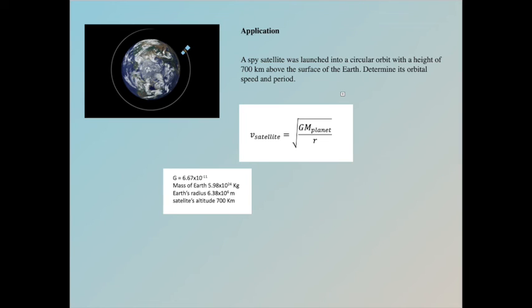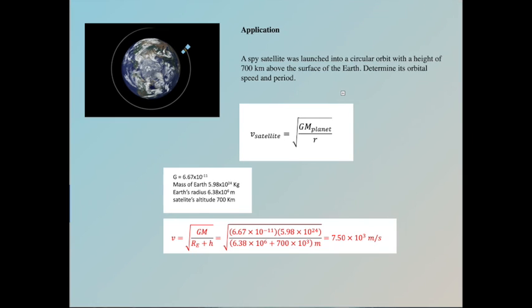You can pause this frame and proceed with your calculations. And when you're done, you will find that the velocity of the satellite is approximately 7,500 meters per second.